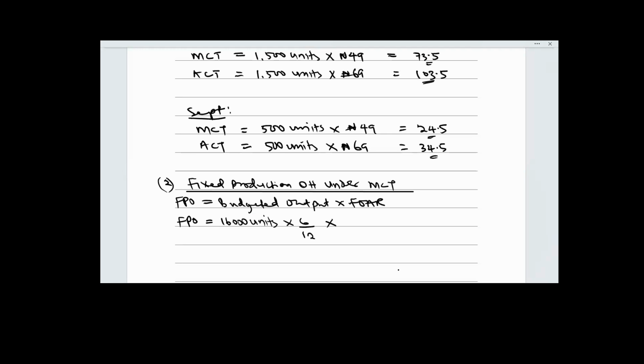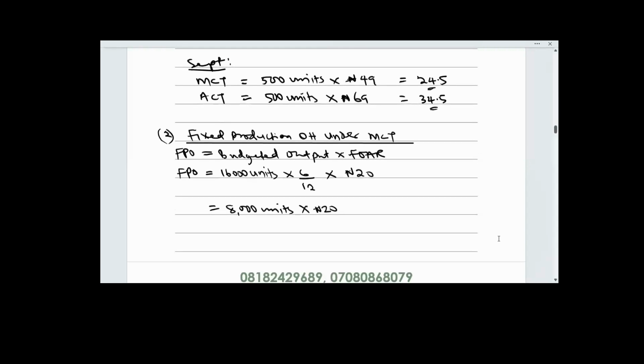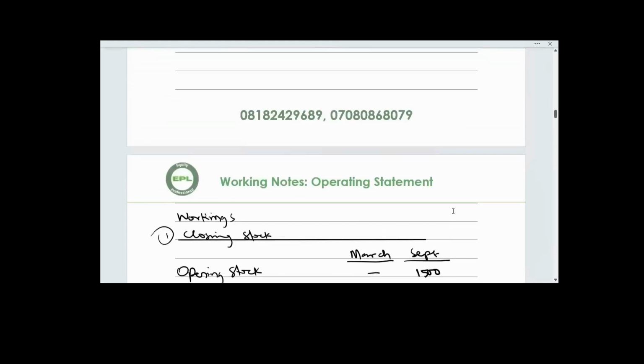Then I will multiply with the fixed overhead absorption rate of how much? 20 naira. Okay, so what do you have here? If I like, I can say this is equal to 8,000 units. But again, you don't have time on the day of your exam. Just do what you need to do and move on. You don't need to be doing all this step one, step two. Just get the final answer and move on. No time. So the final answer here is 160,000. So the fixed production overhead under marginal costing technique is 160,000 naira for March, 160,000 for September.